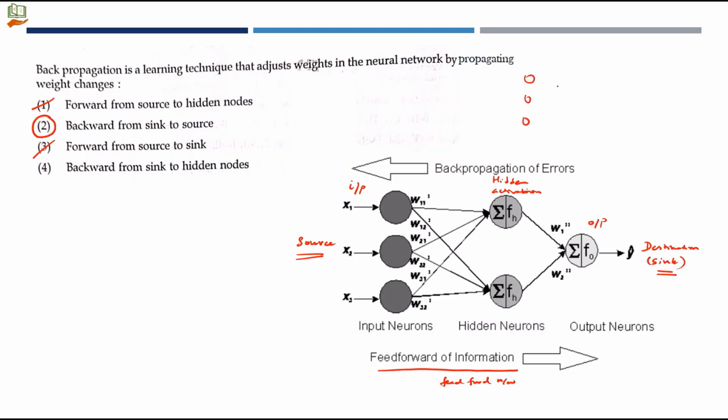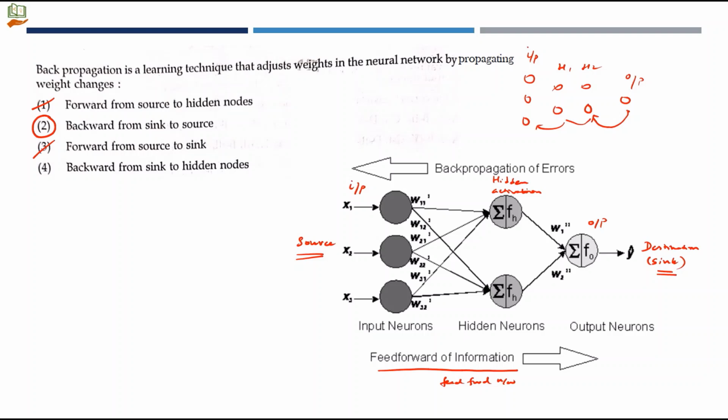Let's take this to be input layer, output layer. This is hidden layer 1 and this is hidden layer 2. Suppose if there is going to be any error here, the errors will be backpropagated to this layer. So there is a possibility of backward from sink to hidden nodes here. But why are we marking sink to source?